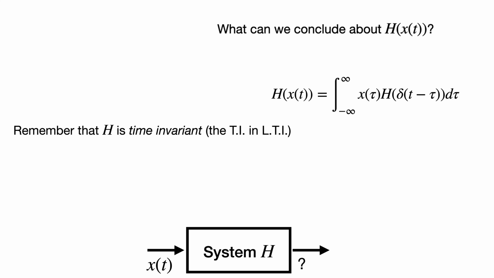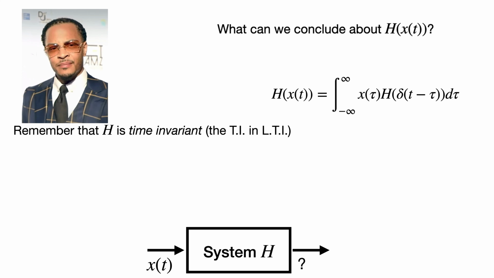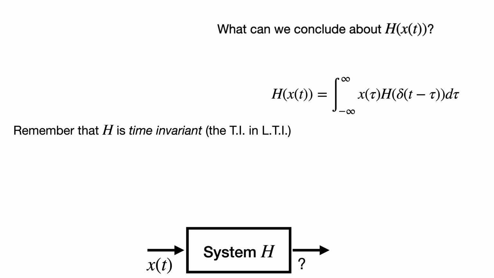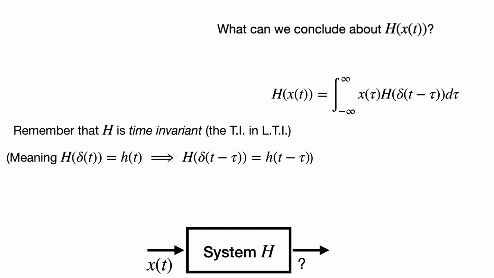Lastly, remember that H is assumed to be time invariant, which is the TI in LTI. What this means is if we know the output of H for a given input, then if we put a shifted version of that input into the system, we'll just get a shifted version of the output. So if we know that H of delta of t produces little h of t, then we know that H of delta of t minus tau, some shifted version of the delta, is just going to produce little h of t minus tau, which is the impulse response.